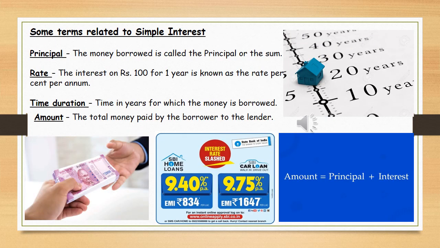Let us learn some common terms related to simple interest. The first one is principal. The money borrowed is called the principal or the sum. What is rate? The interest on rupees 100 for 1 year is known as the rate percent per annum. Time duration is the time in years for which the money is borrowed. Amount is the total money paid by the borrower to the lender and is calculated by the formula principal plus interest.